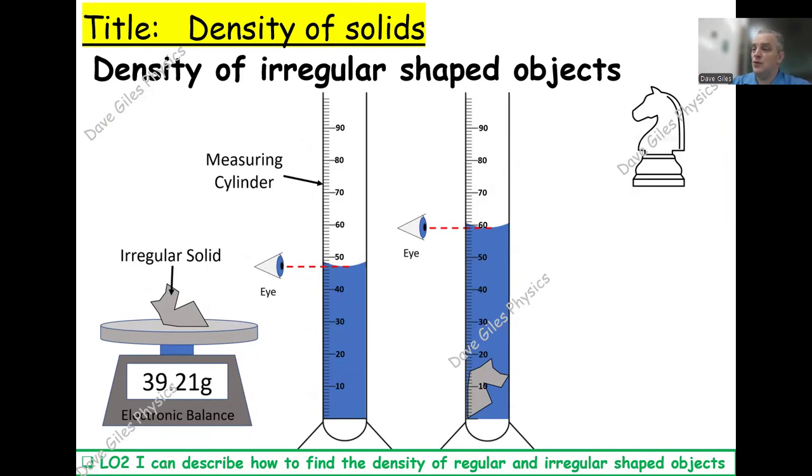So to get the density of this, you do 39.21 grams divided by 11 centimeters cubed, the mass divided by the volume increase. So about 3.5 grams per centimeter cubed for this chess piece. So just to summarize, that is weigh it first, get a measuring cylinder full of water, and then put the irregular shaped object inside the water.